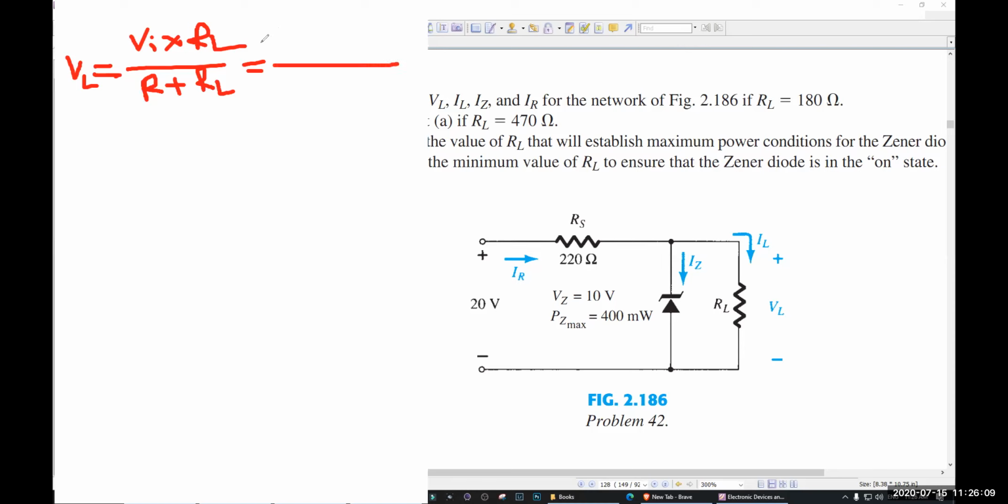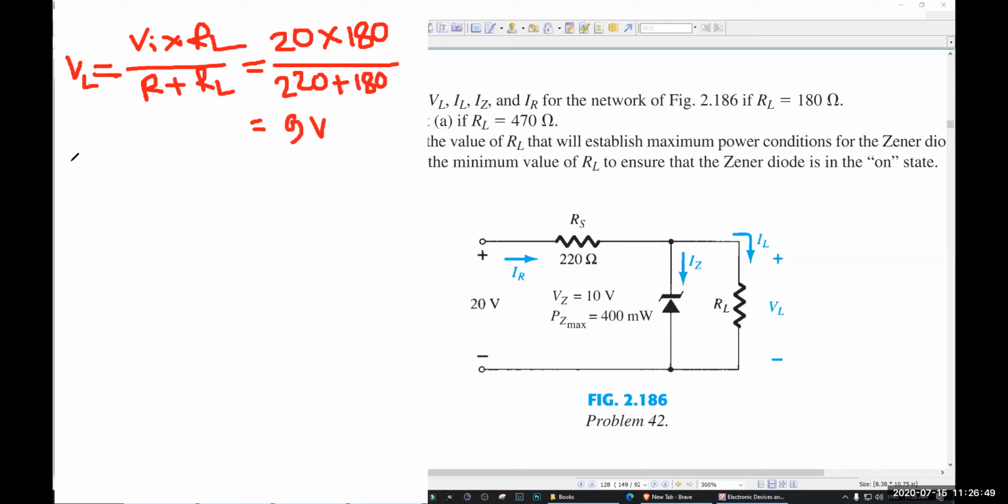VI is equal to 20, RL is 180 ohm, R is 220 ohm. So 20 into 180 divided by 220 plus 180. Remember, if you use ohm, all the resistances will be in ohm. If you use kilo ohm, all the resistors will be in kilo ohm. So the value is 9 volts. Pretty simple.